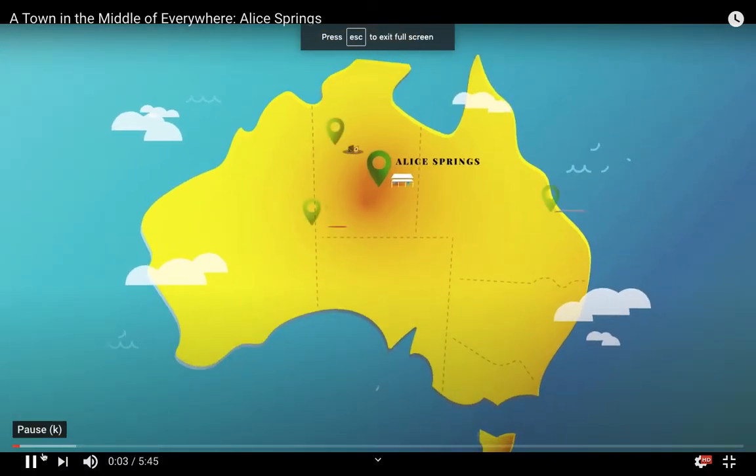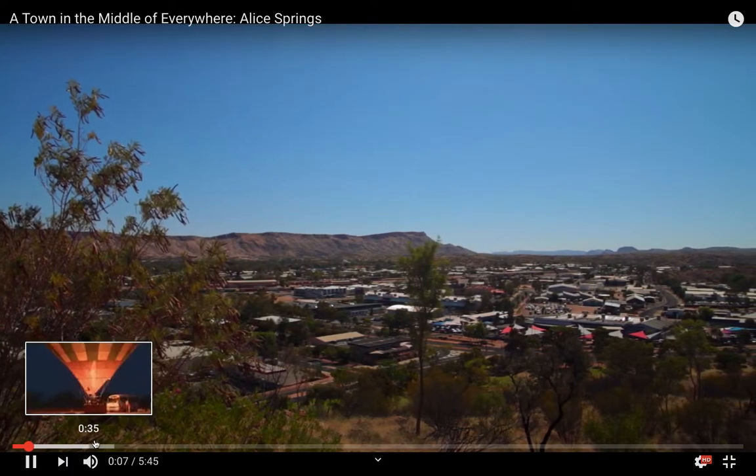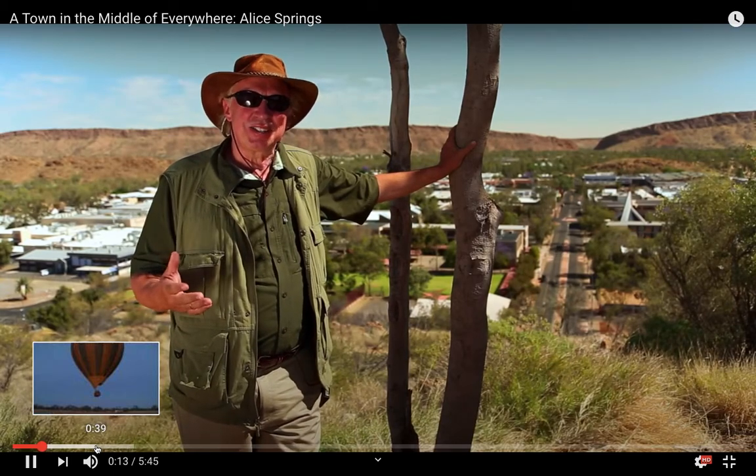Isolated town in the middle of everywhere. It's an oasis in a landscape that is a forgiving benediction of light and shadow, so stunning it precipitates nothing less than awe.